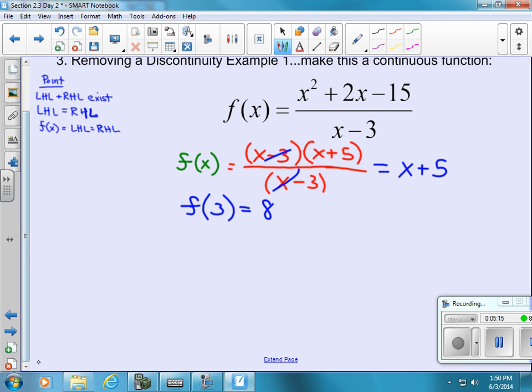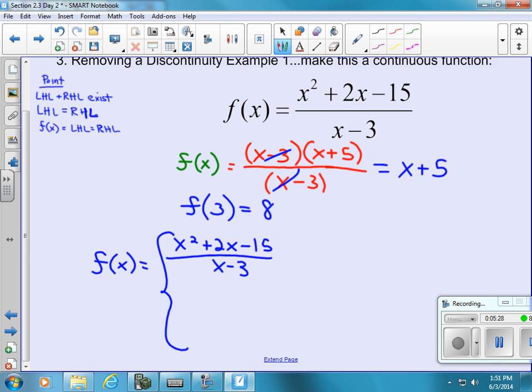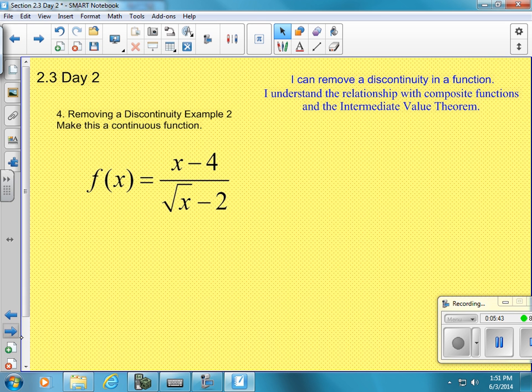Aha. So now we're going to write our new function, f of x, equals the original function, and then it equals 8 when x equals 3, and up here x doesn't equal 3. And there we have the new function we have created, which is continuous at 3. Okay, we're going to do another example.